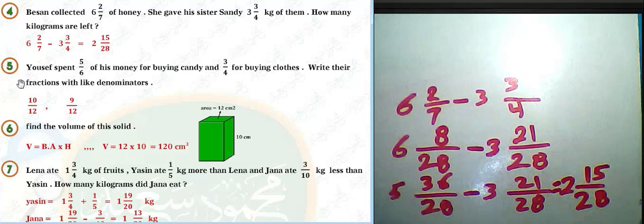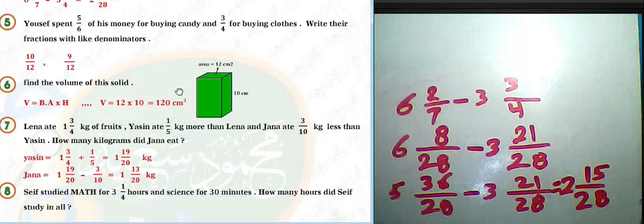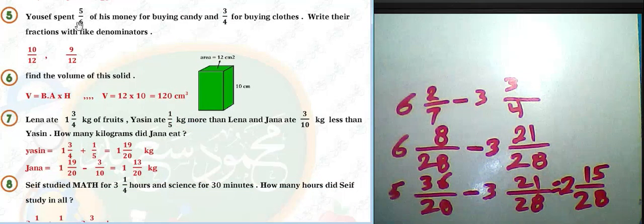Question number 5. Yusuf spent 5 over 6 of his money for buying candy and 3 over 4 for being collected. Write their fractions with like denominators. We can write the like denominator between 6 and 4. The least common multiple between them equals 12. 6 times 2 equals 12, 2 times 5 equals 10, 4 times 3 equals 12, 3 times 3 equals 9.